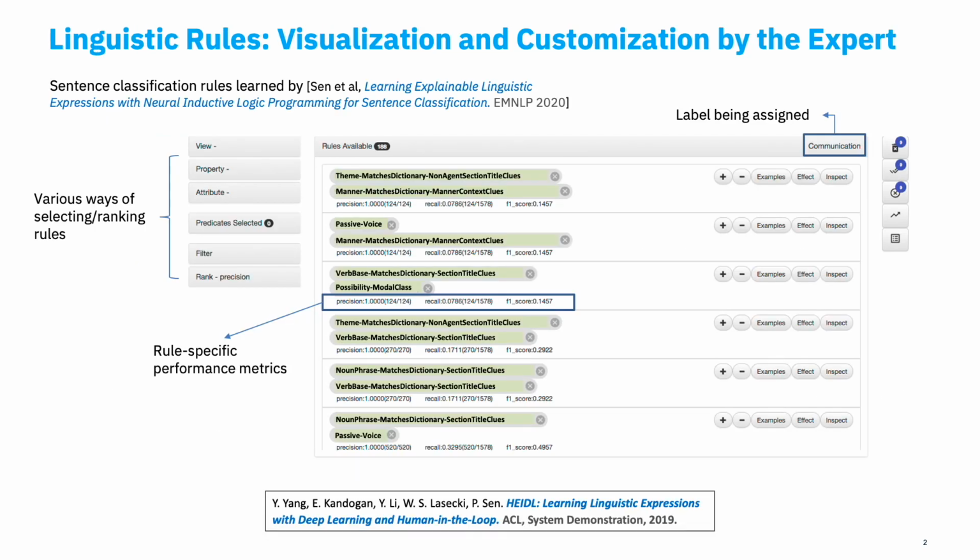This human-machine interface, also called HILDE and described in an HCI demo paper, is a way to visualize, rank, and understand the various rules according to what they do, the predicates they include, and also the various performance metrics that one is typically interested in. For example, here we see rules that will predict the label communication for a given sentence. For each rule, we see which predicates or dictionaries they use, as well as performance metrics such as precision, recall, and F1 score.